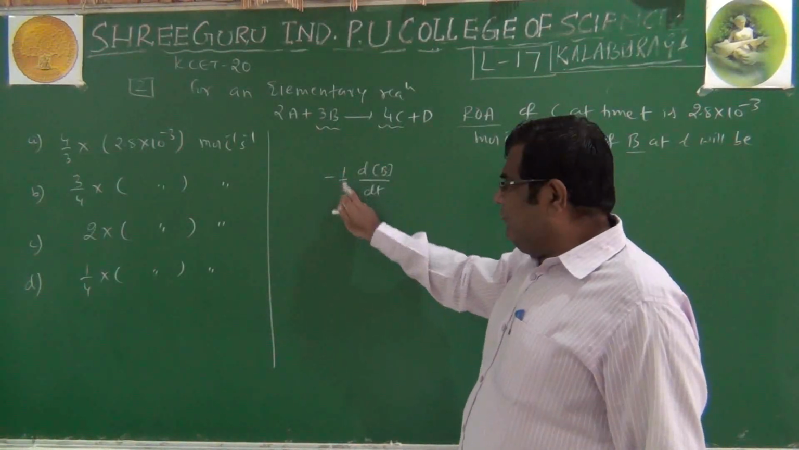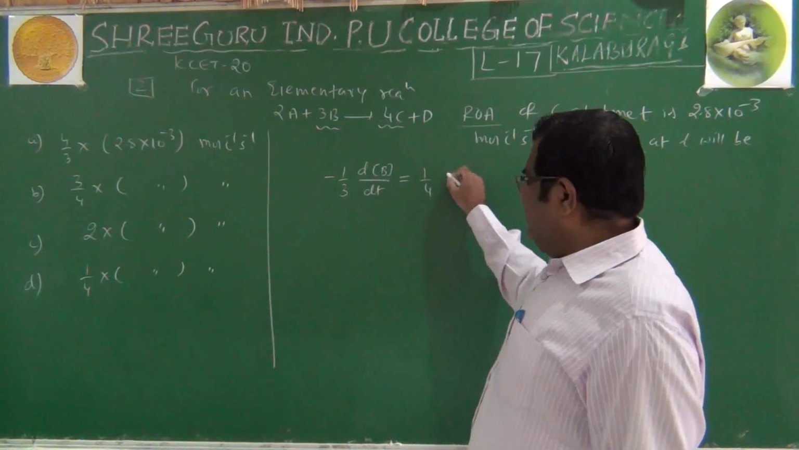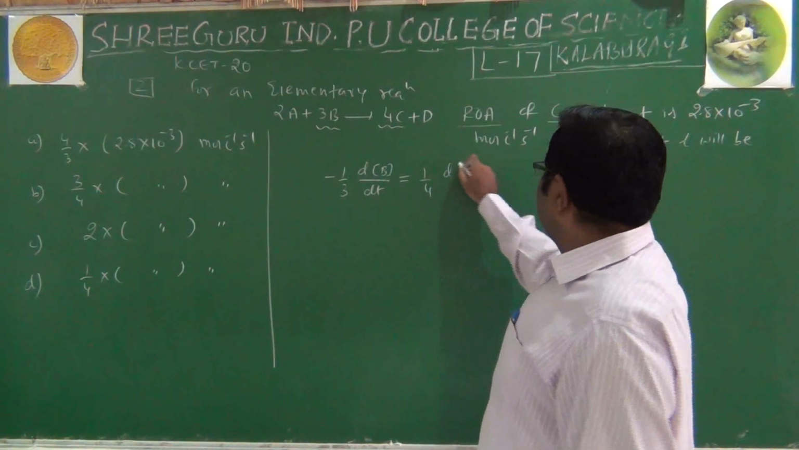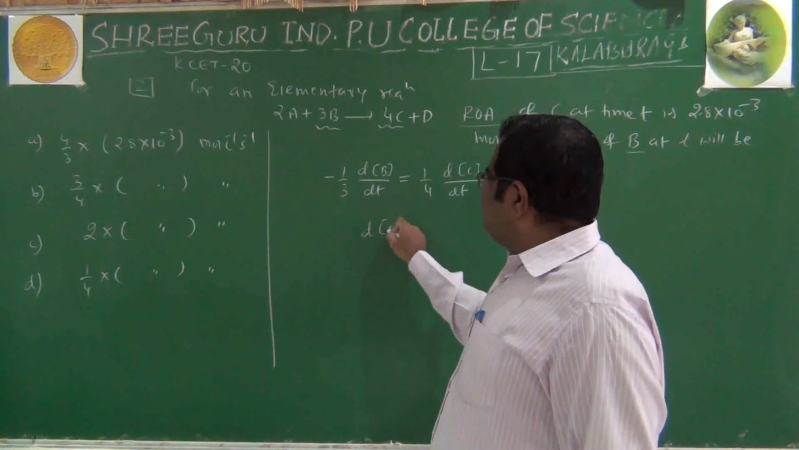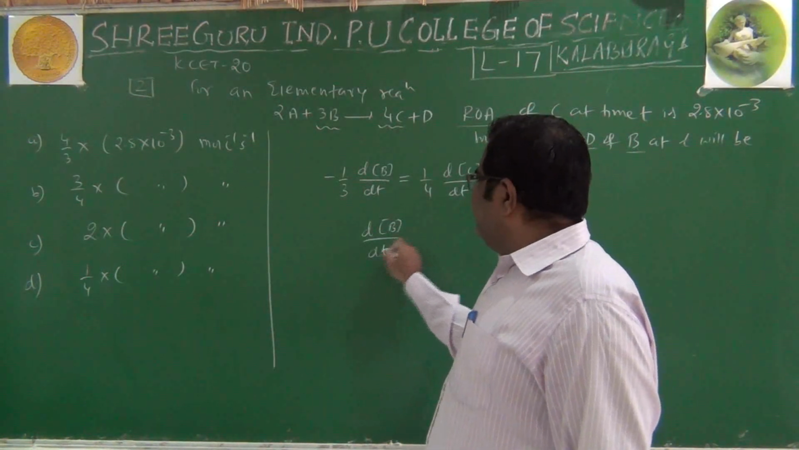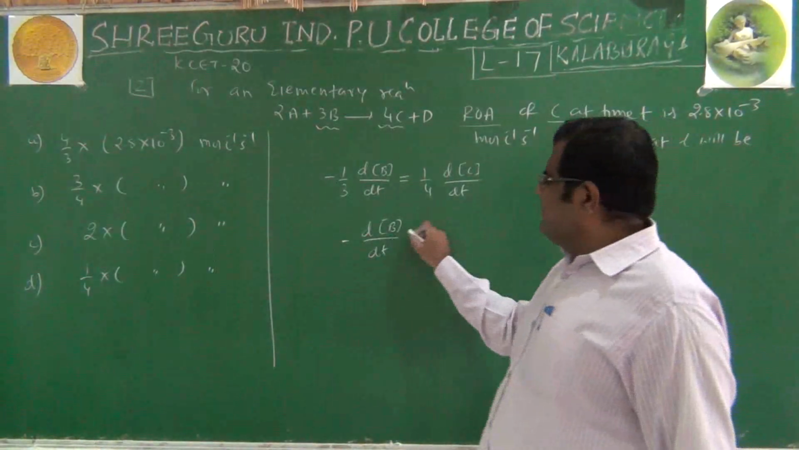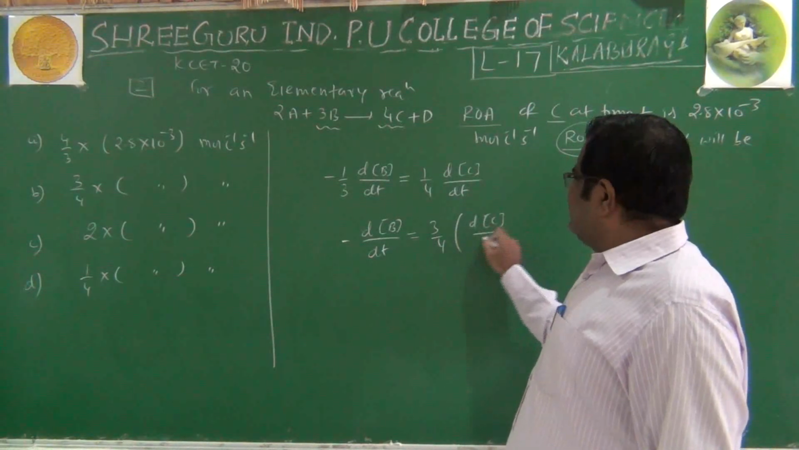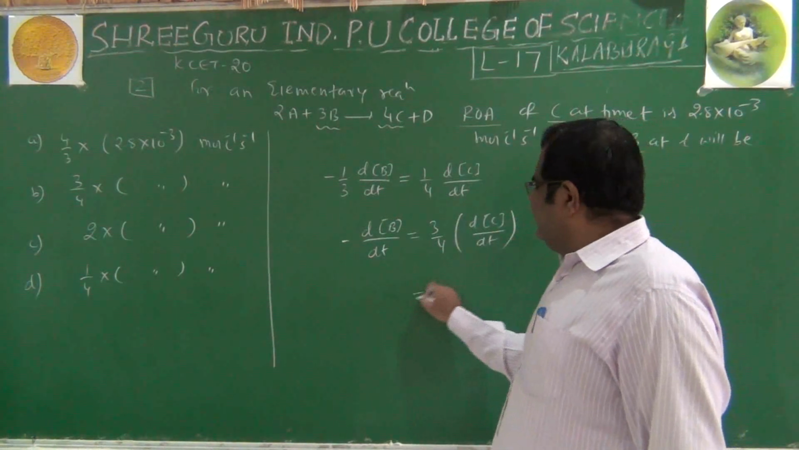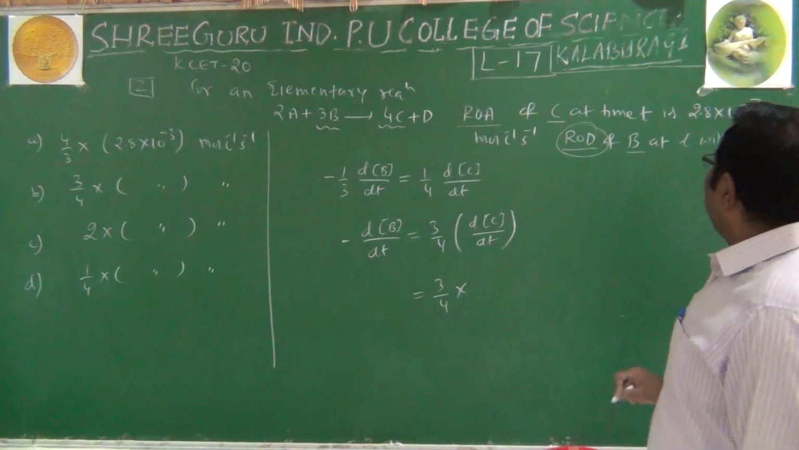This 3, so I have written 1 by 3 and negative because B is reactant. 1 by 4 dC by dt. So dB by dt is negative because they ask about rate of disappearance. This is the negative sign. 3 by 4 dC by dt.